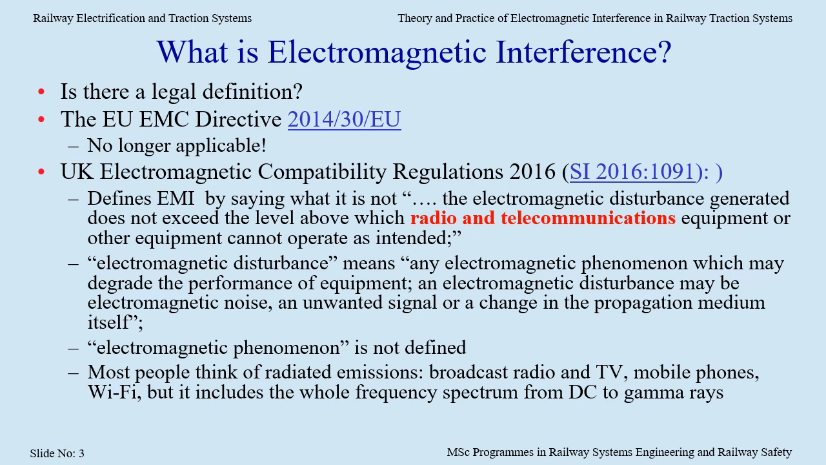Electromagnetic disturbance means any electromagnetic phenomenon which may degrade the performance of equipment. A disturbance may be noise, an unwanted signal, or a change in the medium itself. However, electromagnetic phenomenon is not defined. Most people think of EMI in terms of radiated emissions, broadcast radio and TV, mobile phones, Wi-Fi, etc. But it includes the whole frequency spectrum from DC to gamma rays.